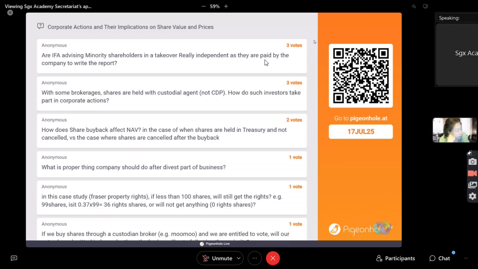Someone asked me, what's the proper thing a company should do after it divests part of the business? I don't know what this question means. If you can expand, it would be great. I don't really understand the question.